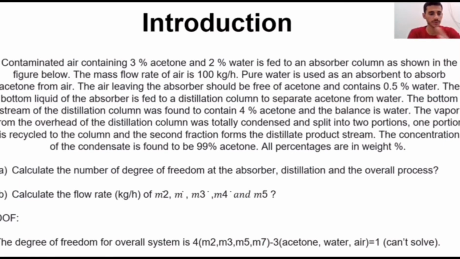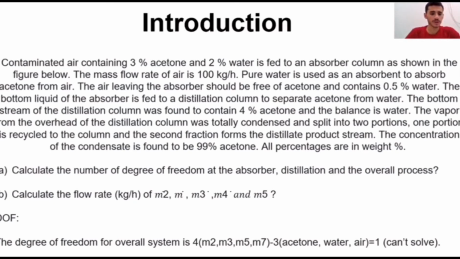But for question B, it says calculate the flow rate in kilograms per hour of M2, M3, M4, and M5. To solve the second question, we also need to draw the flow chart and write the blocks shown in the introduction above, such as M4, M6, and M7. And through them, we can calculate the overall mass balance and the values required in the question above. This is for question A and question B.